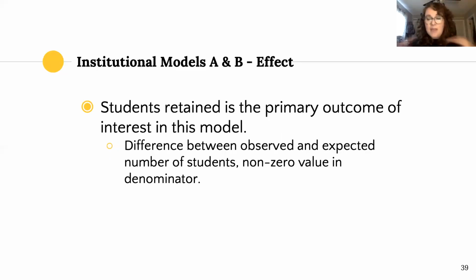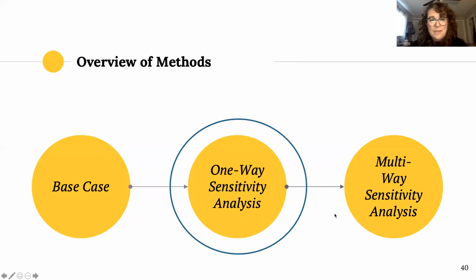And the effect, that denominator, what we care about on the bottom there, that thing that we don't need to assign a dollar value to. We care about students that we're retaining adjusted for relapse. And the bottom part there is just letting you know that we don't want a zero value, we don't want a negative number. So that's how we adjust it. Okay, that's our base model. Now what do we do with that?